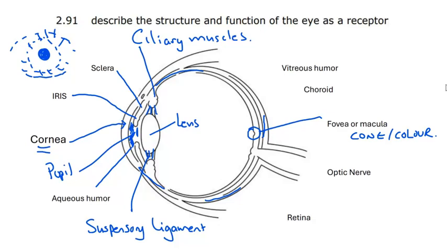The jelly behind the lens and giving the eyeball shape is the vitreous humor. Light passes through that and then falls onto the light-sensitive part of the eye called the retina, which is this inner membrane, which has a specialized region called the fovea, which I previously mentioned.